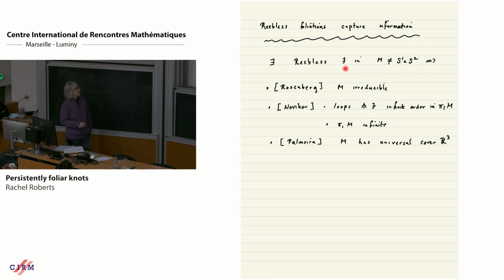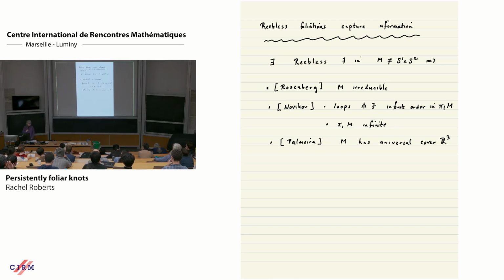Rosenberg tells us that if we have a Reebless foliation, we know M is irreducible, as was mentioned earlier multiple times. Novikov tells us that loops transverse to F are going to be infinite order, and pi 1 of M is infinite. And Palmeira tells us that the universal cover is R3. So if we have a Reebless foliation, we have topologically interesting stuff going on. We can think about trying to put loops transverse to the leaves. We can think about trying to put surfaces transverse to the leaves and see what type of intersection pattern, canceling of centers and saddle type games, we get.